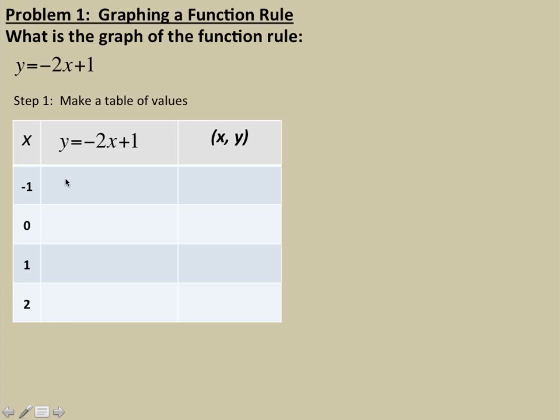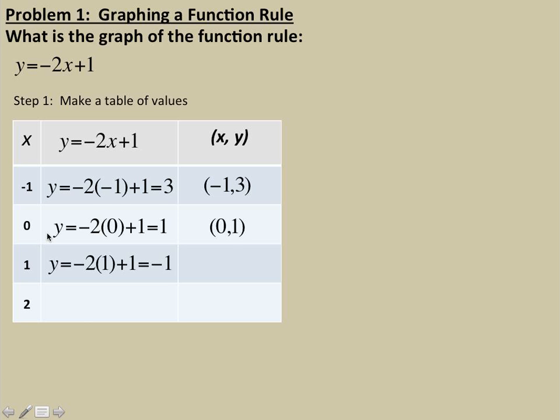So if I pick negative 1 for x, and I just plug in negative 1 right here for the x, I would wind up with negative 2 times negative 1, which is 2, plus 1 would make 3. So there's a point at negative 1, comma, 3, x, comma, y. If I take 0 and I plug it in, well then I would have negative 2 times 0, which is 0, plus 1 more makes 1. So if I plug in 0, I get 1 for y, so there's a point at 0, 1.